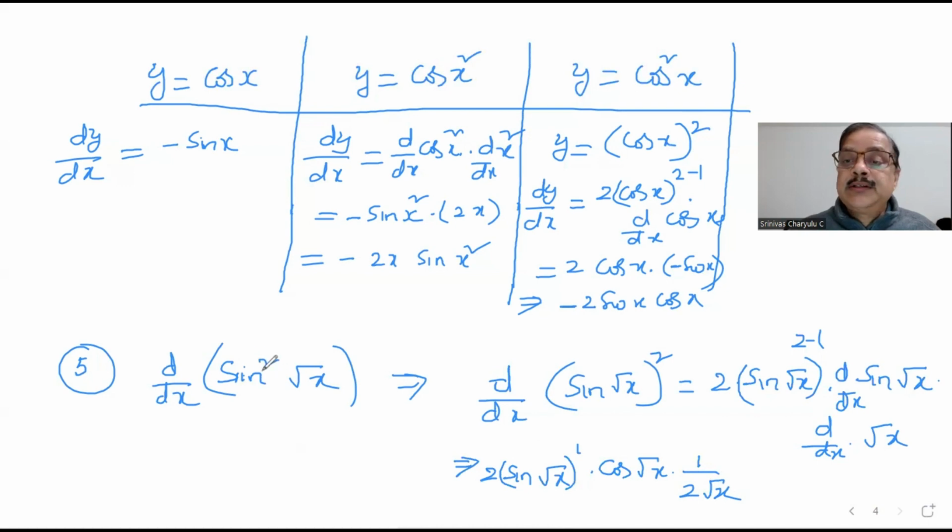When you have a function of this kind, carefully observe how we did the third one above. We follow the same method. Here root x is there. For root x, we separately get 1 by 2 root x. Sin root x becomes cos root x. Sin square becomes sin root x whole to the power of 1. So please observe carefully, then apply the power rule and then the chain rule, and for each function, you have to differentiate correctly.